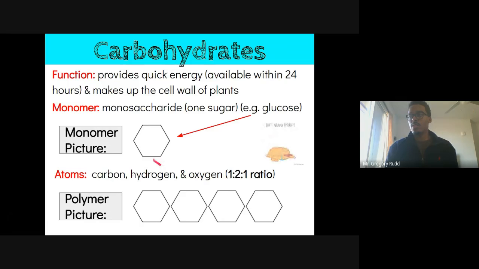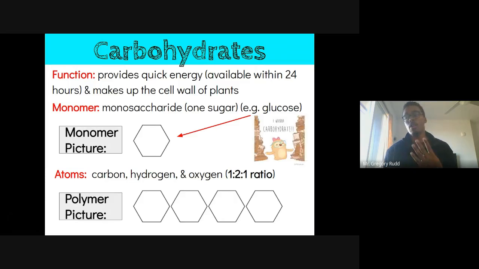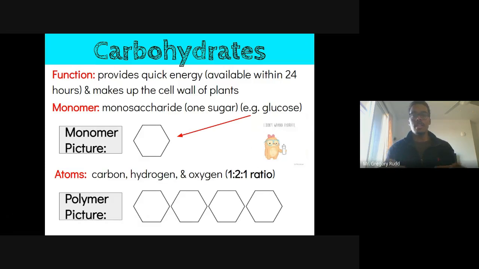Because of the 1:2:1 ratio, I will always have twice that number of hydrogens. So if I have 3 carbons and 3 oxygens, I need to have twice that amount of hydrogens. I'll have 6 hydrogens. If I've got 12 carbons and 12 oxygens, then I need to have 24 hydrogens. If I've got 52 carbons and 52 oxygens, then I need to have 104 hydrogens. There will always be twice as many.